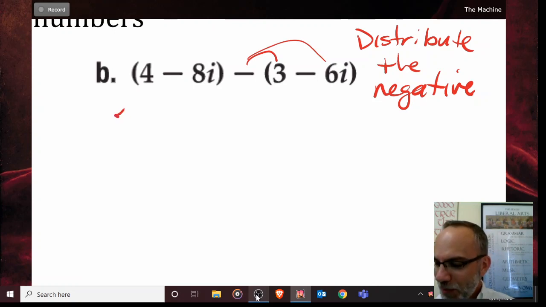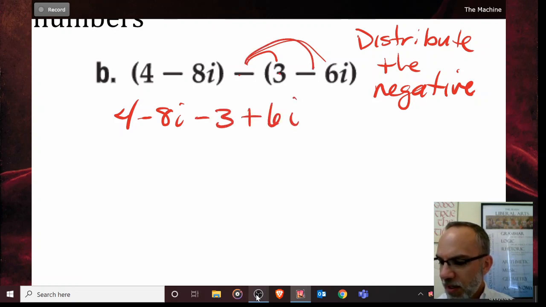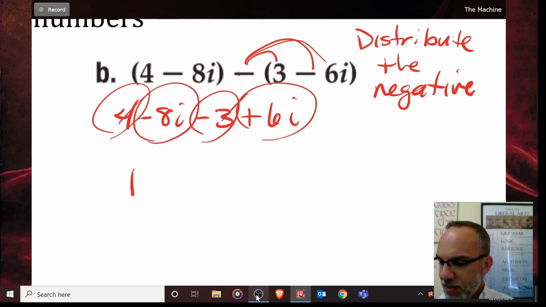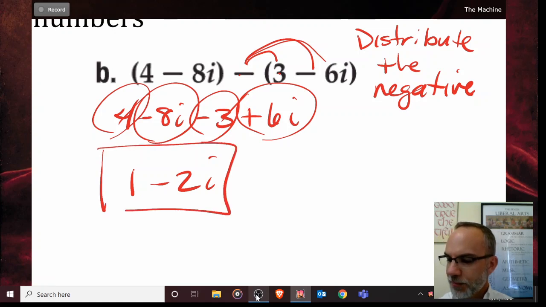So I'm going to copy down the original 4 minus 8i, and then a negative times a positive is going to be negative 3, and then a negative times a negative, positive 6i. And then I'll group my real stuff together. 4 minus 3, that's going to be a 1, and then a negative 8i plus 6i, that'd be negative 2i. That's as far as you can go with that one.